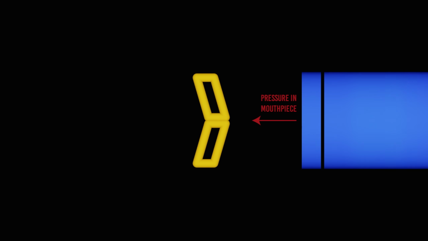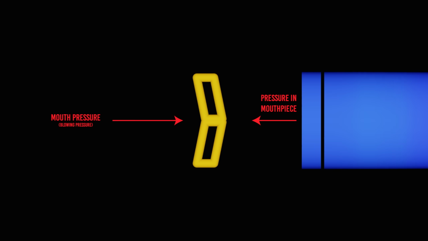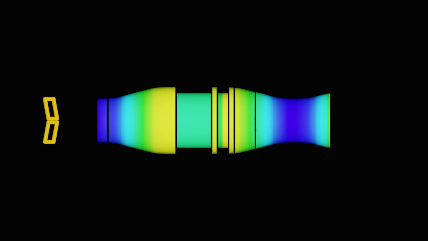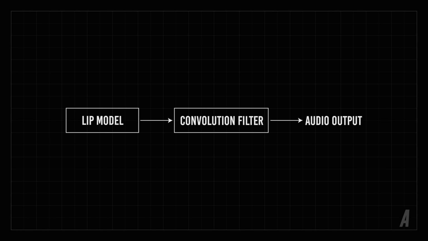The model also accounts for the forces acting on the lips, like the pressure inside the mouthpiece, the pressure inside the mouth, the elastic and damping forces from the lips themselves, and the Bernoulli pressure acting on the bottom of the lip. All of these pressures are pulled directly from the fluid simulation, so we don't have to model or calculate those separately.